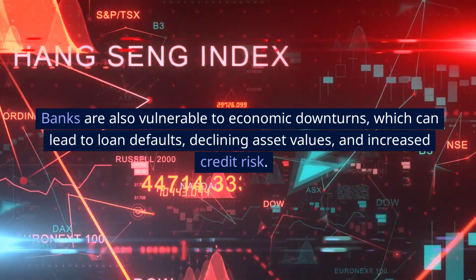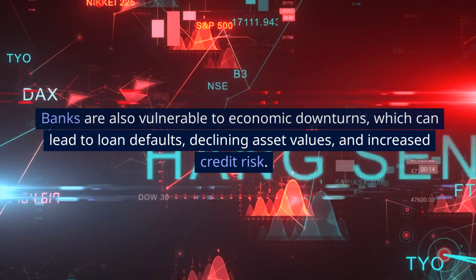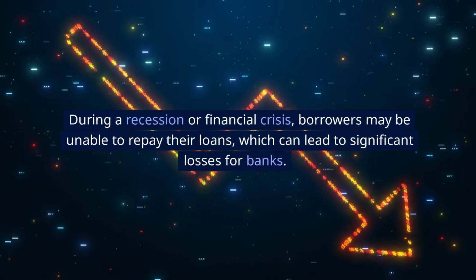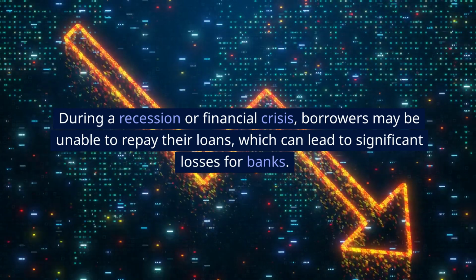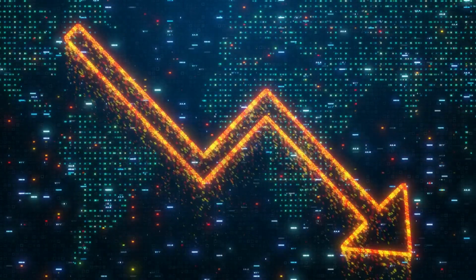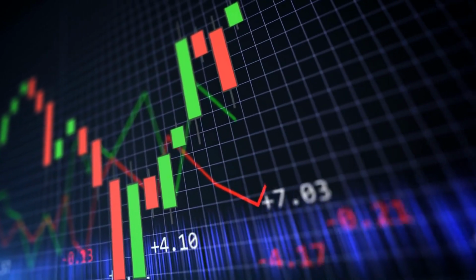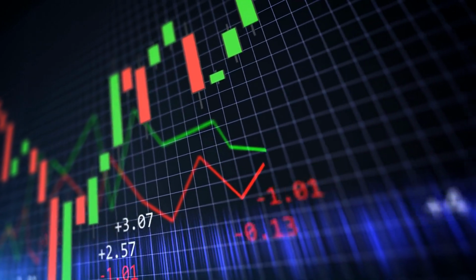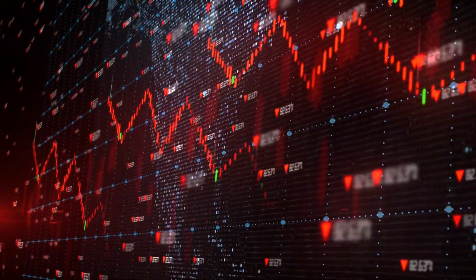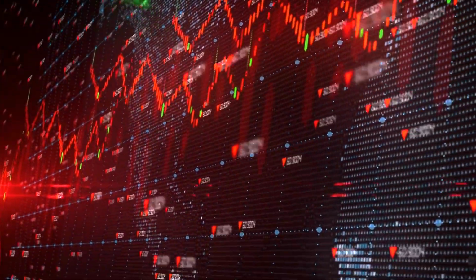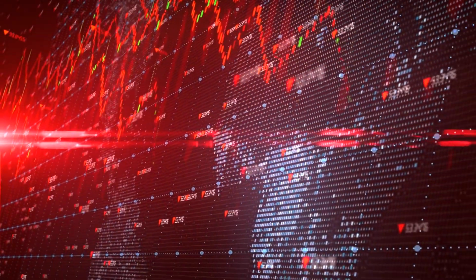Banks are also vulnerable to economic downturns, which can lead to loan defaults, declining asset values, and increased credit risk. During a recession or financial crisis, borrowers may be unable to repay their loans, which can lead to significant losses for banks. In addition, declining asset values can reduce the value of banks' holdings, such as securities and real estate, leading to further losses. During a financial crisis, banks may also experience liquidity problems, meaning they do not have enough cash on hand to meet their obligations, which can lead to insolvency and collapse.